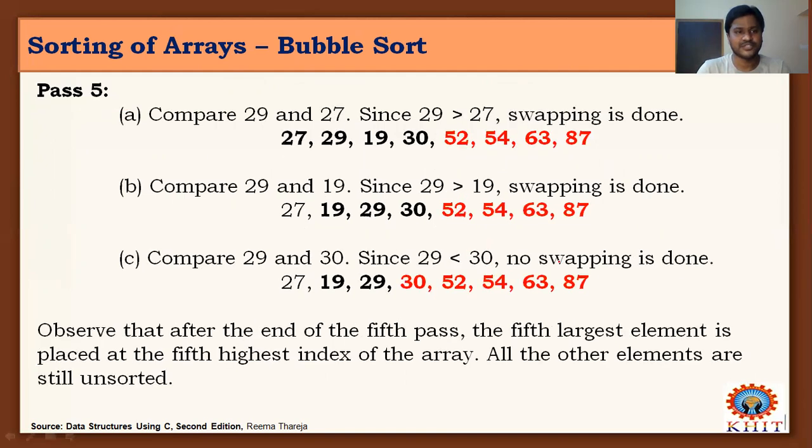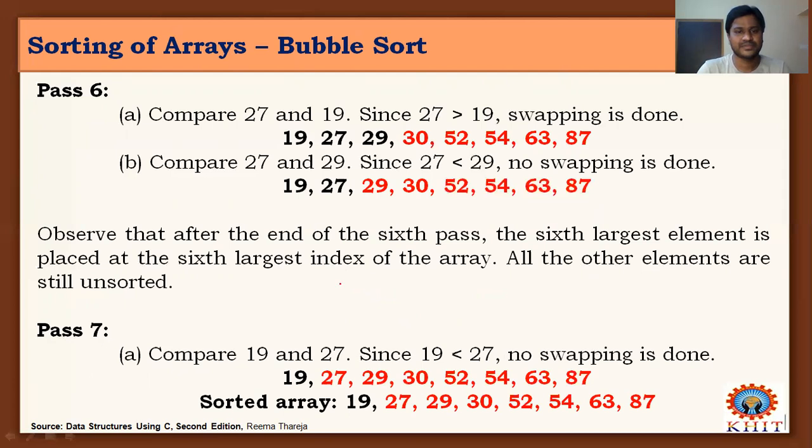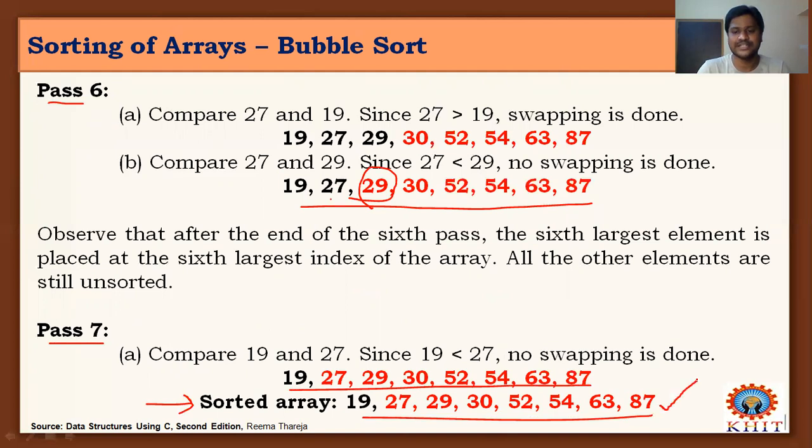Then again pass 5, in which the next element should come to this position. This color indication clearly shows that the largest of the remaining elements comes to this position. Like this, we are sorting elements from right to left. After pass 6, when we arrange all the elements like this, 29 will come to this position. After pass 7, 19 and 27 will be fixed like this. So this is the final sorted array of the given set of elements in ascending order.